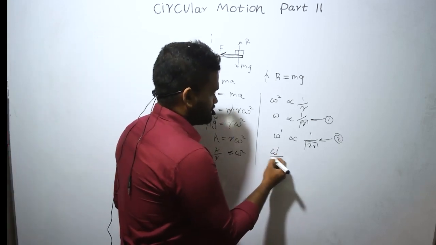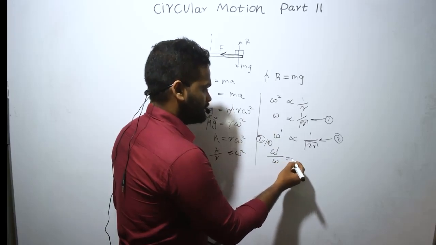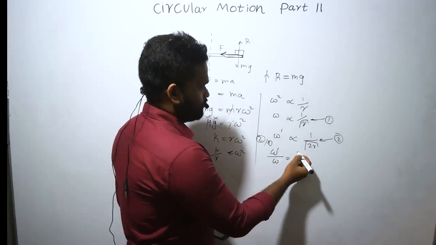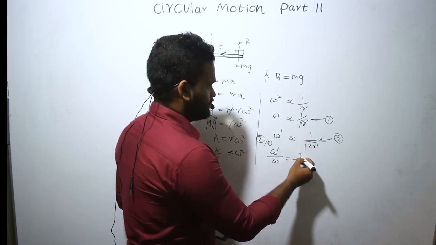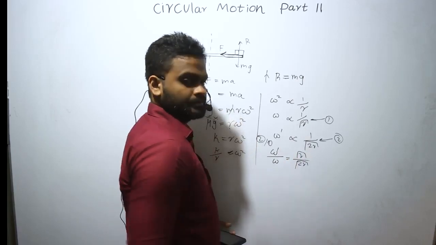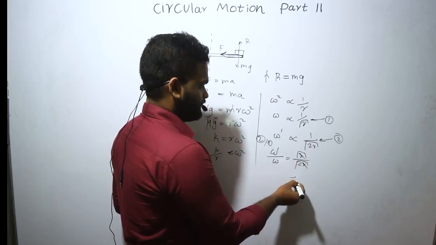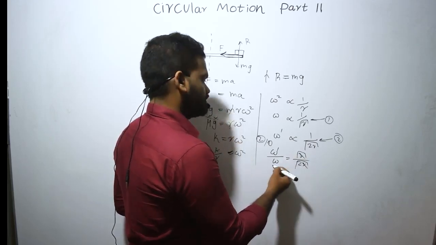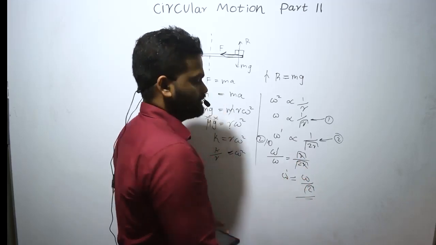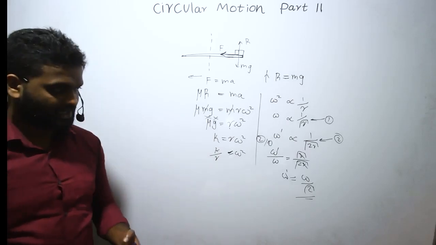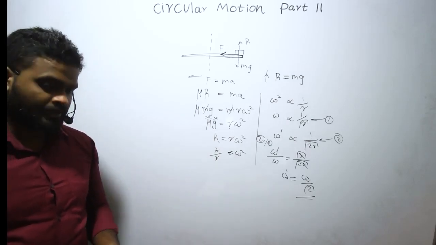So omega dash divided by omega is equal to, omega dash means 1 over root 2r, divided by 1 over root r. Okay, so r cancels off. You have 1 over root 2. Put omega to the other side, you get omega divided by root 2. So that is the omega dash: omega divided by root 2. So the answer should be the first one there.